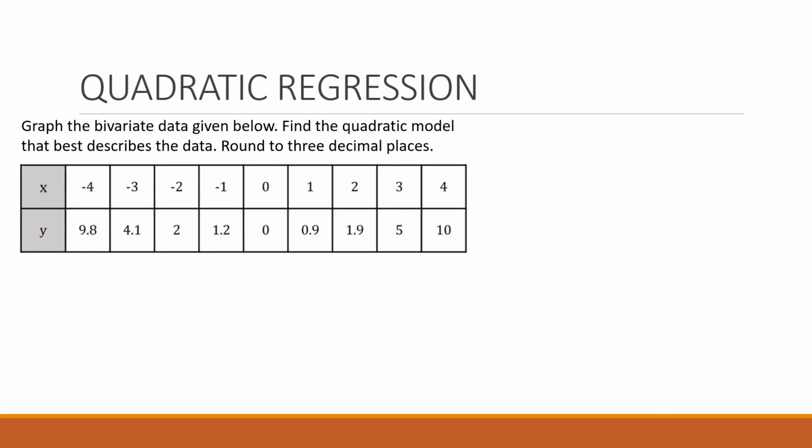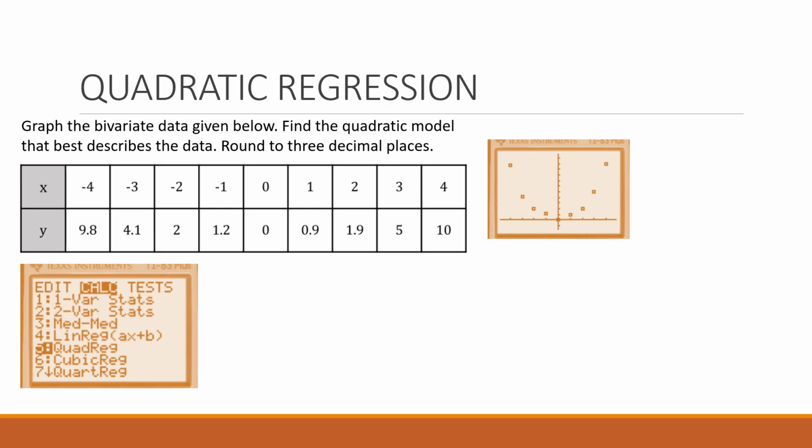Quadratic regression. Graph the bivariate data below. Find the quadratic model that best describes the data. So they are telling us which type of regression we need to do. In list 1, put your x's, and in list 2, put your y's. We can make a scatter plot, and indeed it does look like quadratic regression.